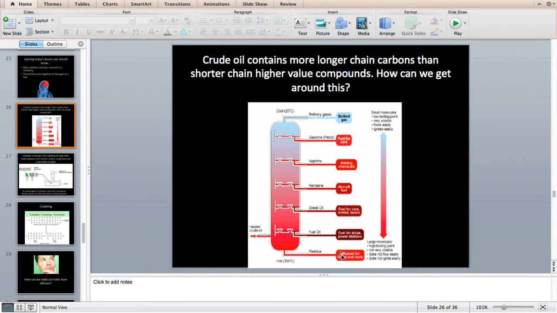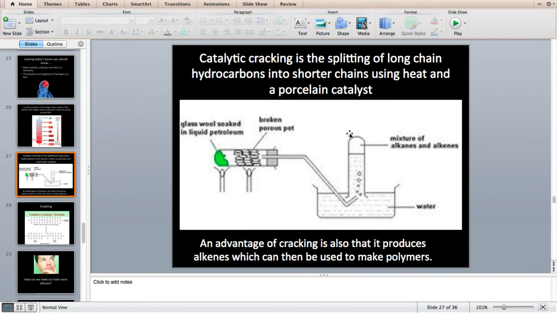So we have to have a way of converting our longer chain hydrocarbons into shorter chains so that we can make money from them, we can use them for fuel. The way we do this, girls, is what's called catalytic cracking. It's the splitting of long chains into shorter chains using heat and a porcelain catalyst. An advantage of cracking is that it produces alkenes, which can then be used to make polymers. Remember, alkenes, I said, are very reactive.